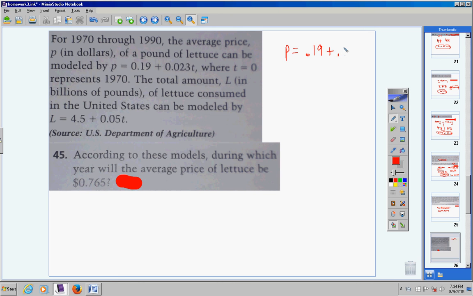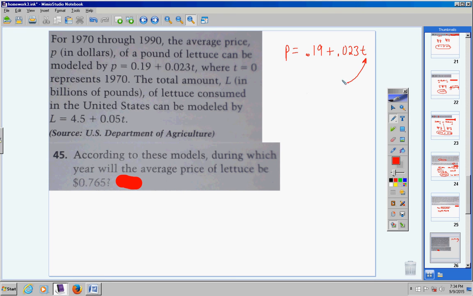Now listen to me and let me explain to you what this model means. T equals 0 represents 1970. So this model does one of two things. You can give me a year between 1970 and 1990. Hold on one second, my microphone's giving me some problems here. Hold on. Okay, there we go. Now, listen, you can give me a year between 1970 and 1990, and I can put it in for T right here, and it will tell me how much a pound of lettuce cost during that year, the average price.